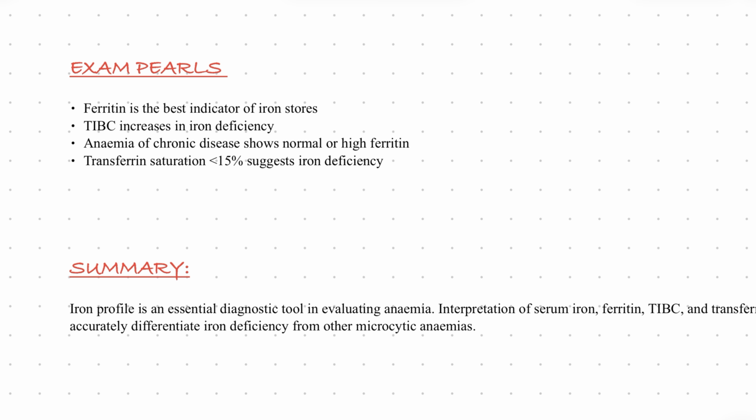Then coming to examples, ferritin is the best indicator, even in iron deficiency anemia, as I mentioned. TIBC increases in iron deficiency anemia. There is one condition where TIBC will be reduced and all other components will be increased. So let me know in the comment section. Then anemia of chronic disease shows normal or high ferritin. Transferrin saturation of less than 15% suggests iron deficiency.